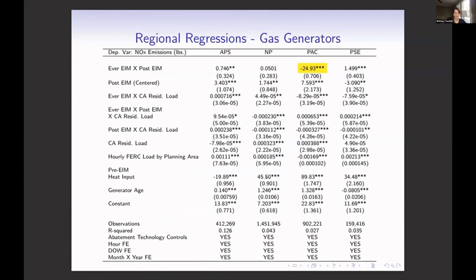In my regional regressions, which I have shown here, what I found for gas generators is that these significant reductions in NOx emissions are actually occurring in the Pacific Core Balancing Authority, which is a more remote balancing authority, further away from California. Whereas in Arizona Public Service Company, Nevada Power, or Puget Sound Energy, I see marginal to negligible increases in NOx emissions. So I'm seeing a difference in which geographic regions the generators are responding in.